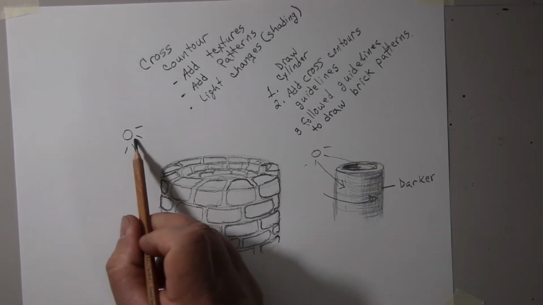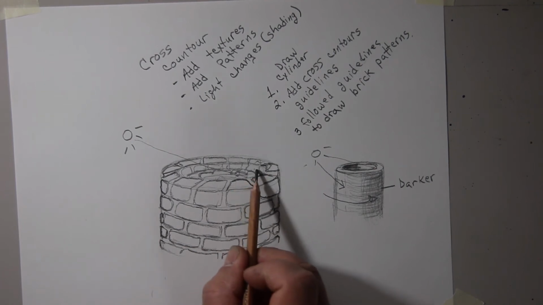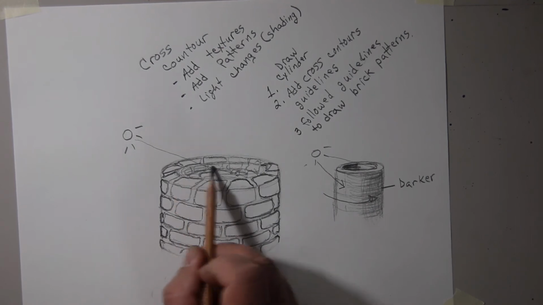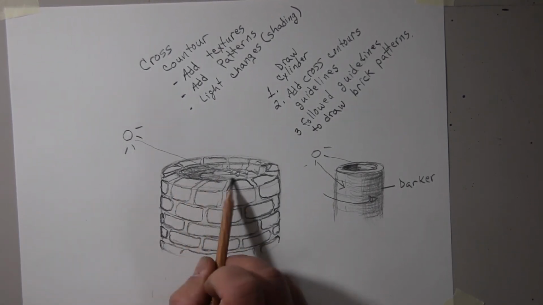I'm going to go ahead and do the top first. Now I know the top, the light's not going to bend around, so the light is going inside of the wishing well and it's creating a highlight on the right side and a shadow on the left side, just like in the diagram.